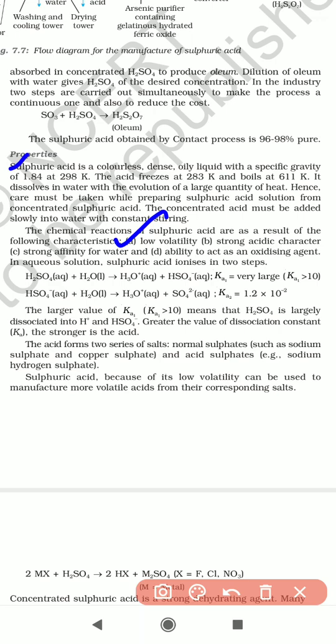Sulfuric acid reacts with water molecules to form a hydronium ion and a bisulfate ion. This bisulfate ion further reacts with water to produce a hydronium ion plus sulfate ions, right? So these are the major properties of sulfuric acid.